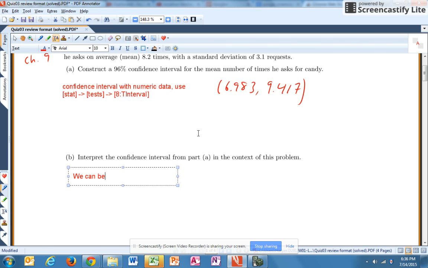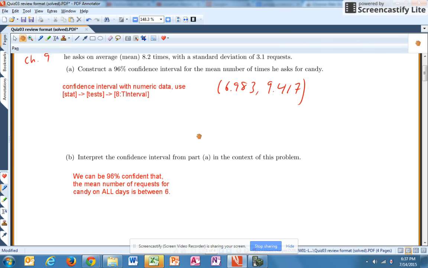So we can be 96% confident that on any given day, well, let me back that up, that the mean of all given days, so the mean number of requests for all days is somewhere between 6.983 and 9.417.